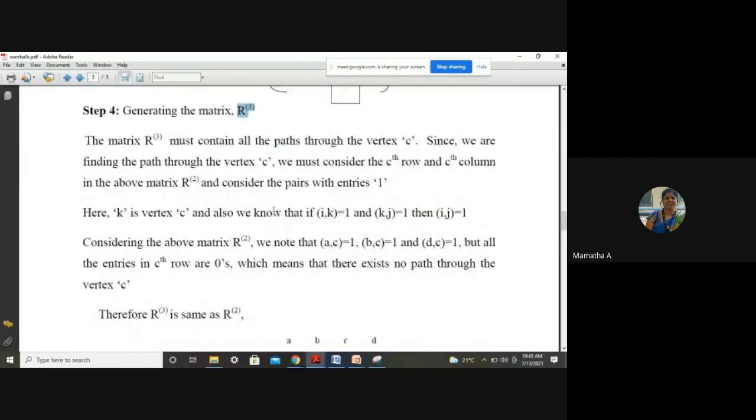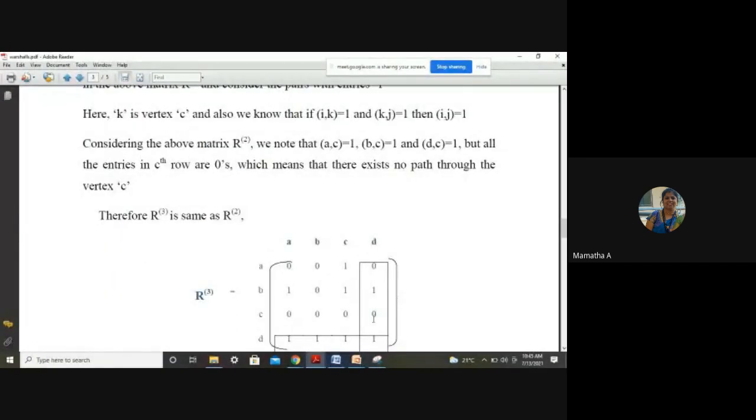So don't tell no path means no. Already there are some paths. From C it is not there. But from A it is there, from B it is there. So R3 will be same as R2. So let's write the same content.